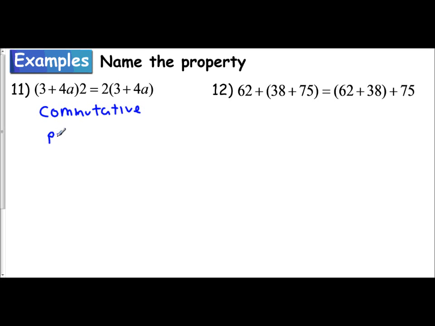What we have to examine next is, is it the commutative property of addition, or is it the commutative property of multiplication? So we look at what did we switch positions around, and it looks like we switch positions around a multiplication sign. Therefore, it's the commutative property of multiplication.